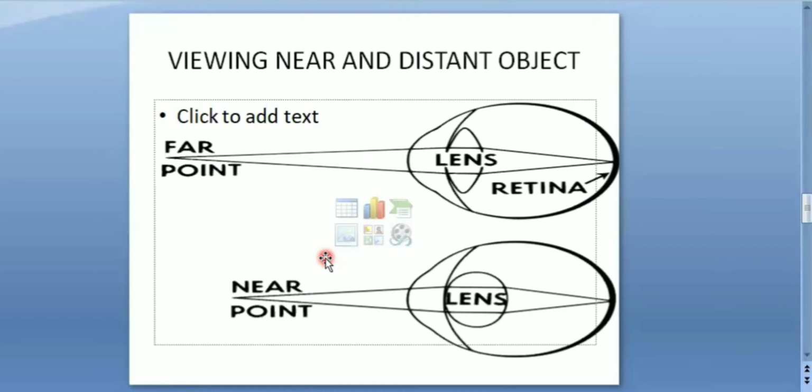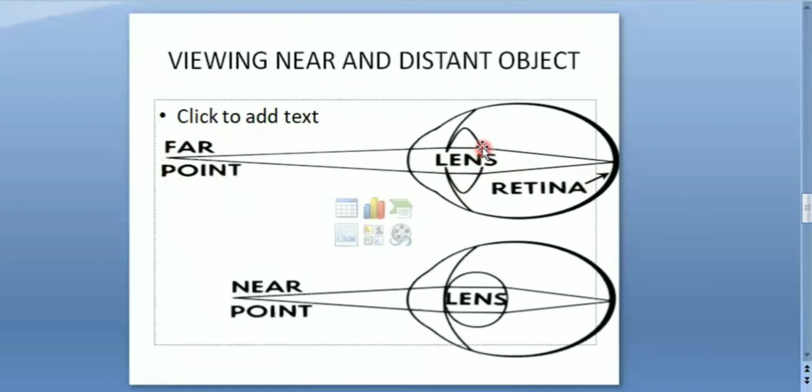Similarly, we can see nearby and distant objects clearly. Yes, this is because the focal length of the lens can be adjusted according to the distance of the object. So here, in the case of a distant object, what all changes can we see? Especially the shape of the lens as well as the focal length.